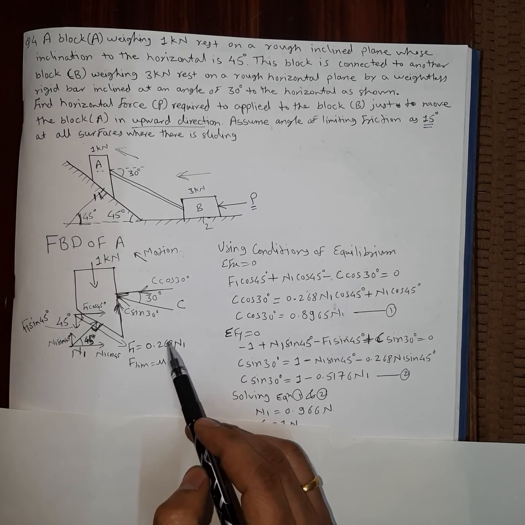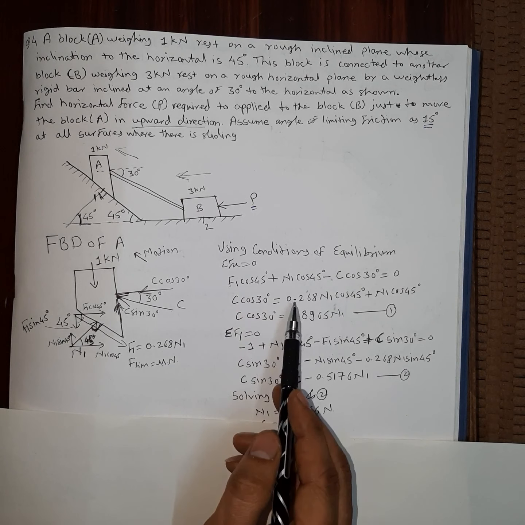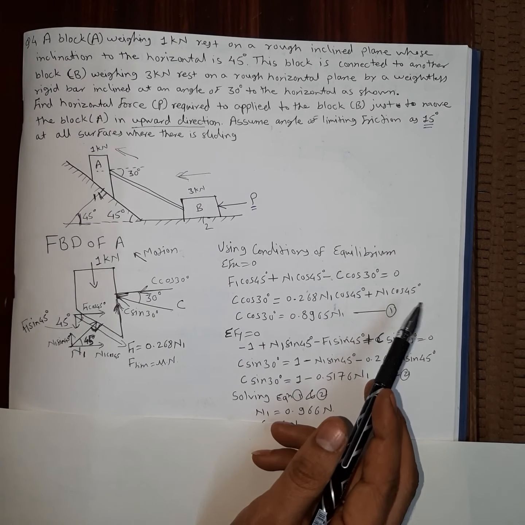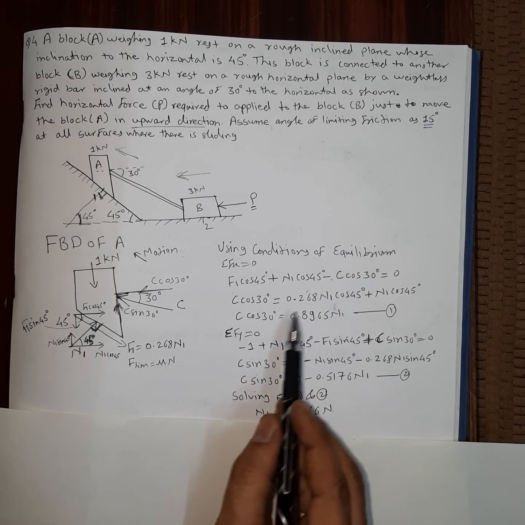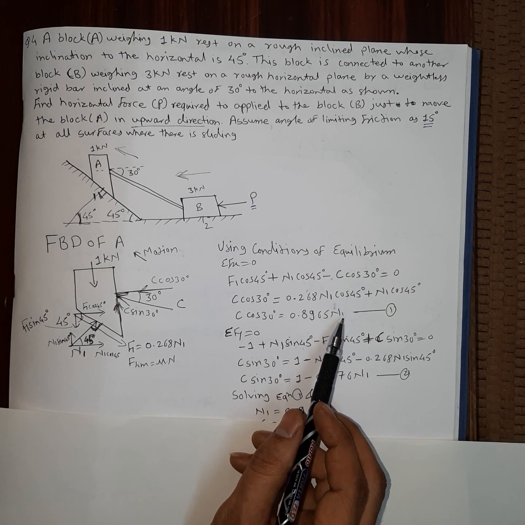Again for F1 we can write 0.268 N1, that will be mu into N1. So writing C cos 30 is equal to 0.268 N1 cos 45 plus N1 cos 45. Again solving this on the calculator, we will get C cos 30 is equal to 0.8965 N1.